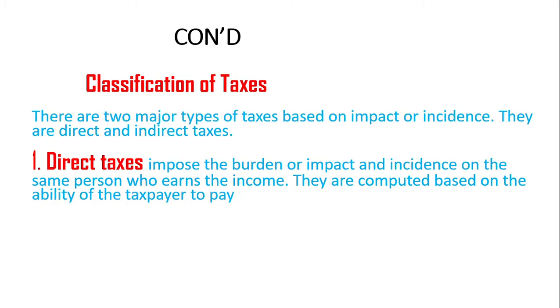Direct taxes impose the burden or impact and incidence on the same person who earns the income. As we can understand from the name, direct tax is a tax imposed directly on the party that bears the burden. So it imposes the burden or impact or incidence on the same person who earns the income. They are computed based on the ability of the taxpayers to pay. So it is a type of tax levied according to their income and what they are able to pay. That is what is called direct tax.